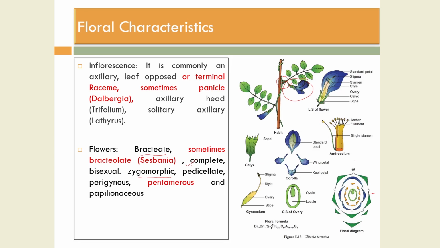pentameral, that means all the floral parts are present in multiples of 5, and papilionaceous, on which the name of this particular family is based. Papilionaceous is the shape of the corolla, which we will see later. So the flower has a papilionaceous shape. As you can see here, this is the papilionaceous shape of the corolla. That's why the name of this particular family is Papilionaceae.